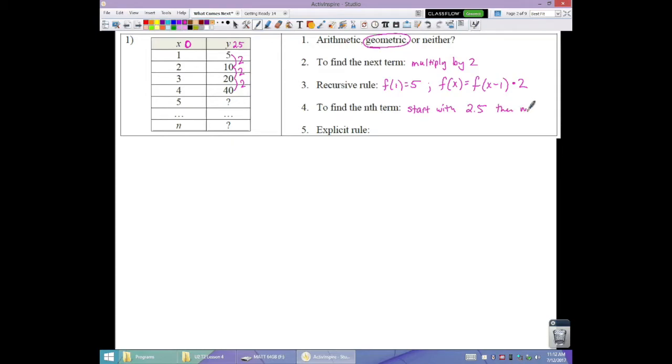then multiply by 2 n times. So if we were trying to get to the second term, we would start with 2.5 and multiply by 2 twice. Trying to get to the 5th term, start with 2.5, multiply by 2 5 times. That's really explaining the explicit rule in words. Our explicit rule here is f of x equals 0th term times the multiplier to the x power.